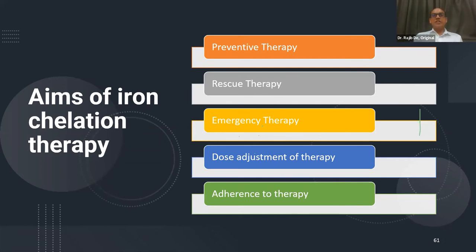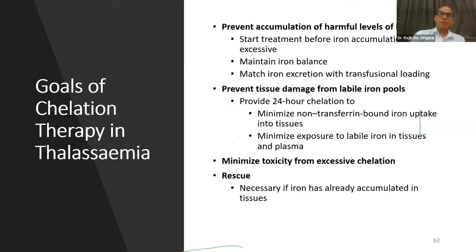So the strategies are preventive therapy, that is before significant iron overload is there. Rescue therapy, when there is already iron overload and we are treating to reduce it. And emergency therapy, when the patient develops complications of iron overload like cardiac failure. In those cases, often a combination of iron chelators is used. And dose adjustments are necessary. It is not that once we start the chelation the patient just goes on taking it, because there are complications of iron chelators also. We need to adjust our dose as per the iron overload, and ensure adequate adherence to the chelation therapy.